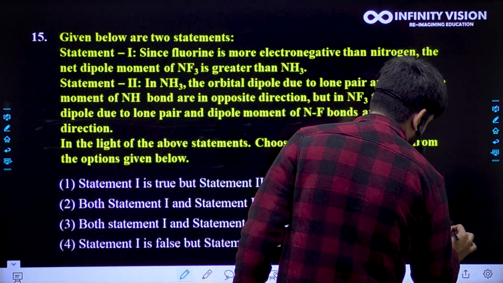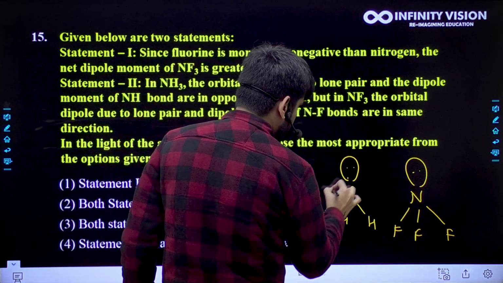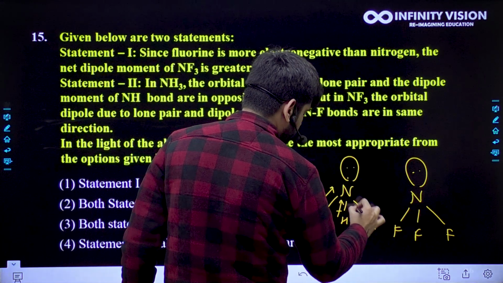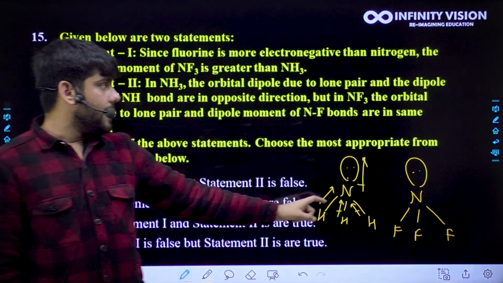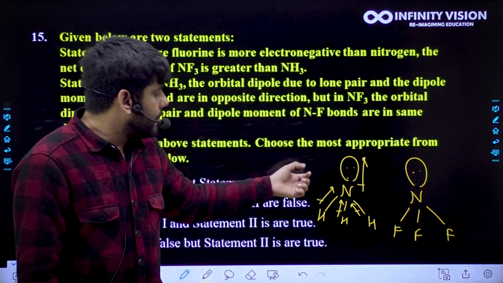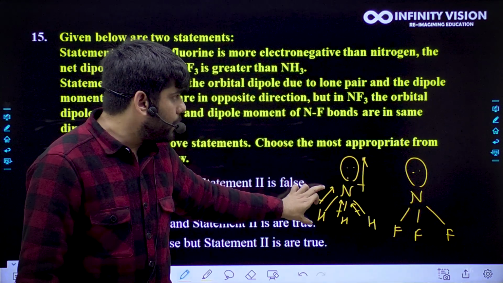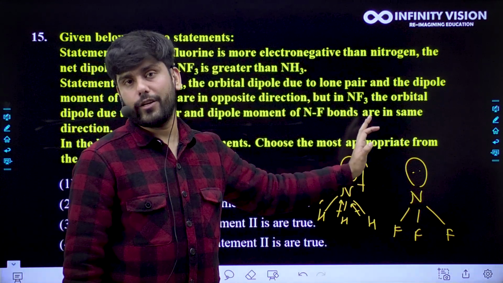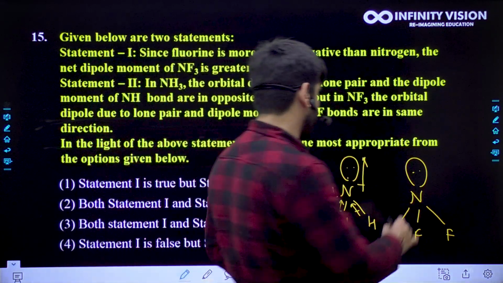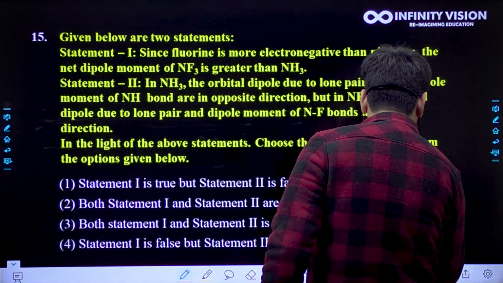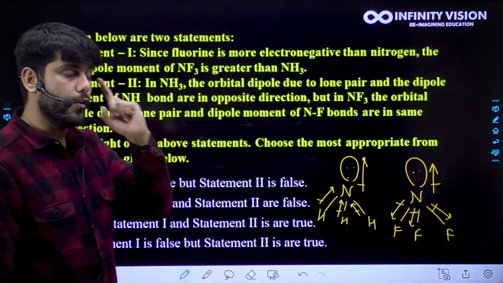Both are polar molecules. But if you see the direction of dipole moment, then obviously it is towards N and it is towards the lone pair. So basically, the orbital dipole due to lone pair and the dipoles due to these bonds are in the same direction. So mu of NH3 would definitely be greater than NF3, because in NF3 there is some sort of cancellation in the value of mu.